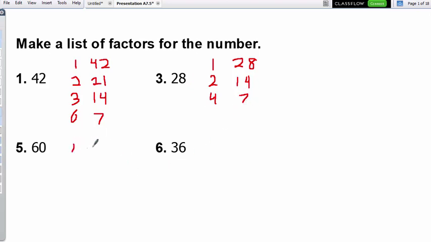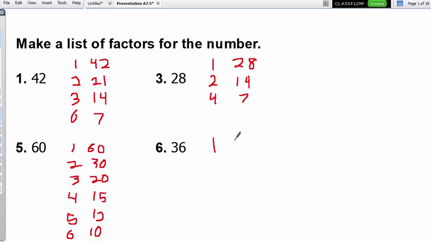Factors of 60, 1 and 60. It's divisible by 2, that's 30. It's divisible by 3, that's 20. It's divisible by 4, that's 15. It's divisible by 5, 5 times 12. It's divisible by 6, 6 times 10. 7, no, 8, no, 9, no, and now we're back up to the other side.